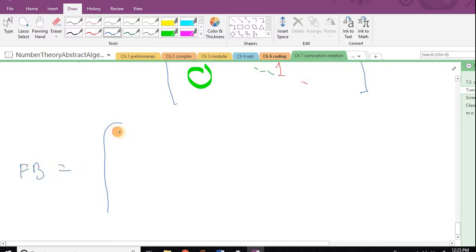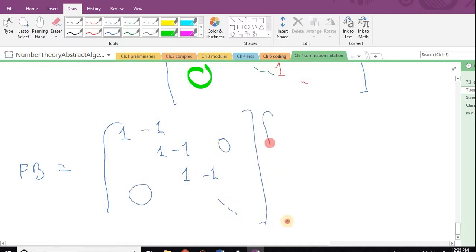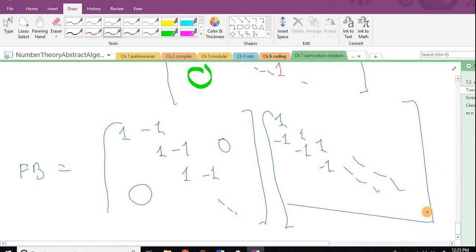well, f is going to look like this: 1, minus 1, 1, minus 1, 1, minus 1, dot, dot, dot, and zeros here, times b, which is going to be 1, minus 1, 1, minus 1, 1, minus 1, dot, dot, dot, like that. All right, so let's go for this. Okay, so now, whoops, sorry.